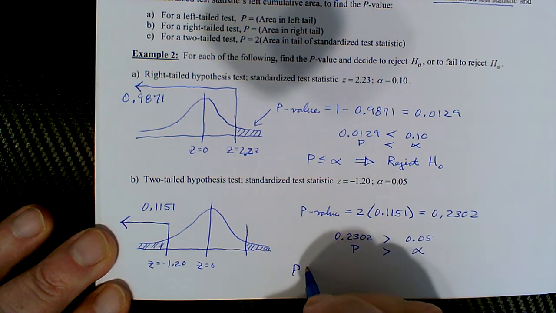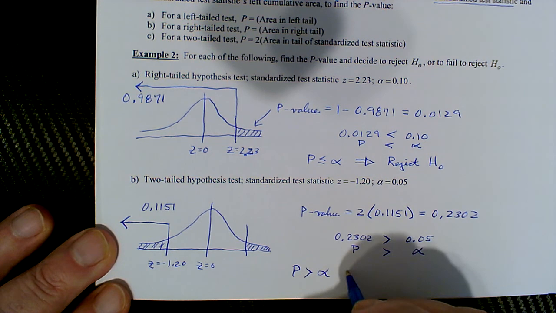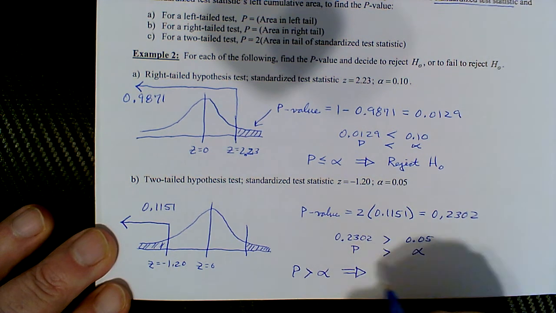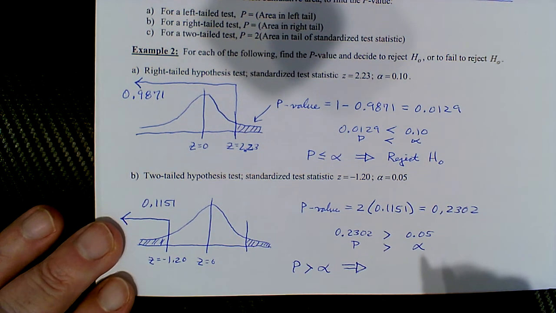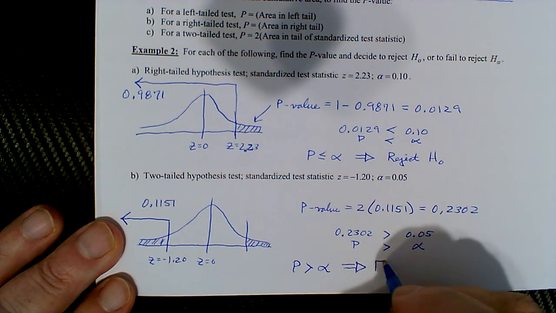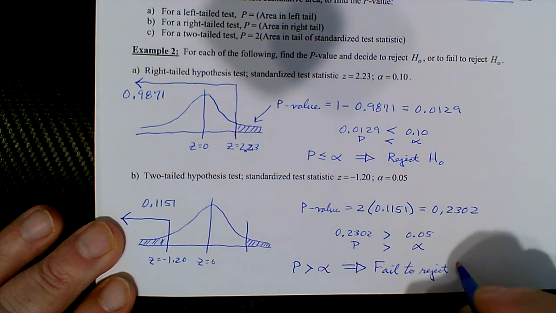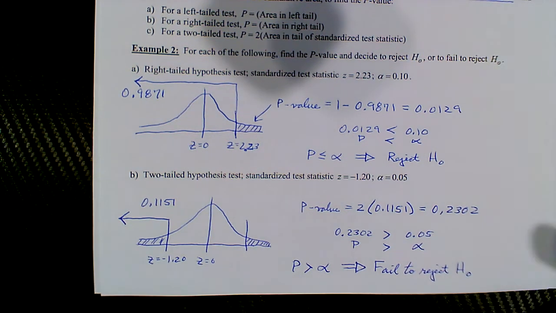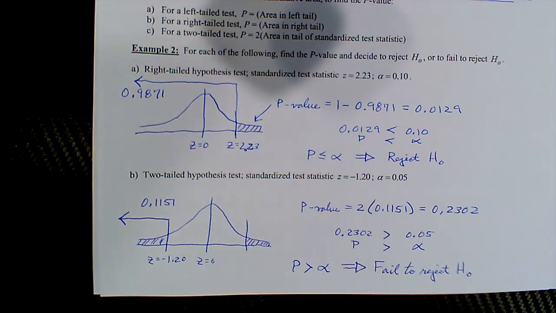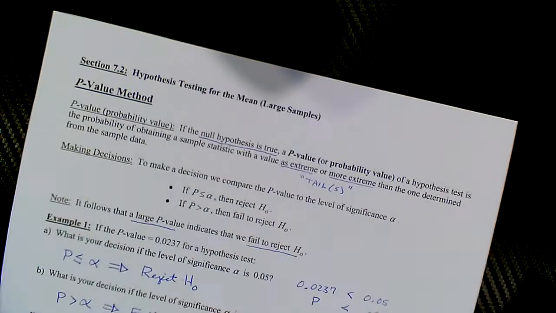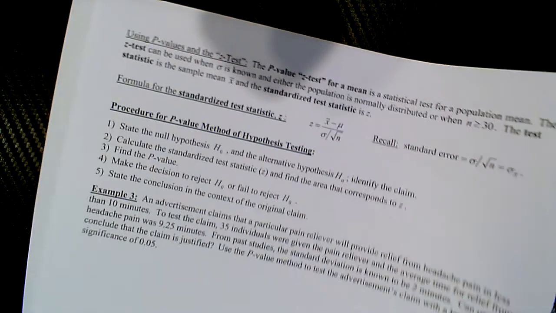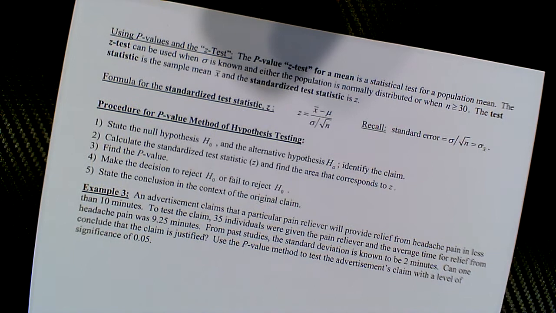So that means when p is greater than alpha, that means you got a pretty good probability of success that H0 is true. So then we say we fail to reject H0, because H0 is probably going to be true. But we don't know for sure, because we're never proving anything. We're just using these sample statistics to draw conclusions. Alright, on the next page we're going to see an actual full-blown test.